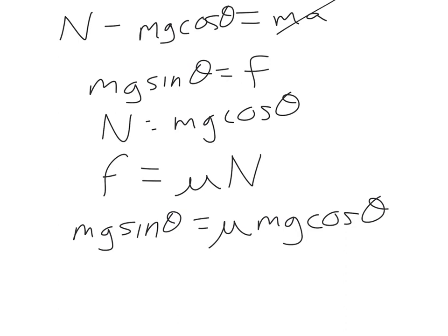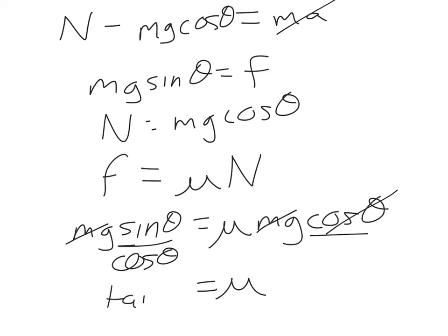Look at that, mg cancels. And if I divide by cosine theta, let's get rid of that and divide it over to this side, I get tangent theta. So mu is tangent of theta. Now this is still my mu static. This is before the thing has started moving. So what this means is that these forces will be balanced up to a maximum angle theta where tan theta equals mu static.